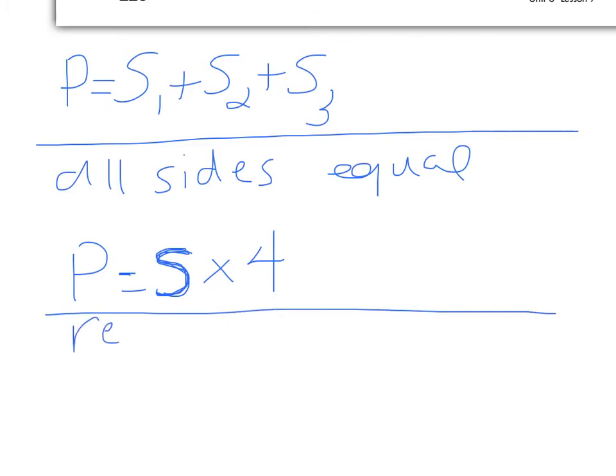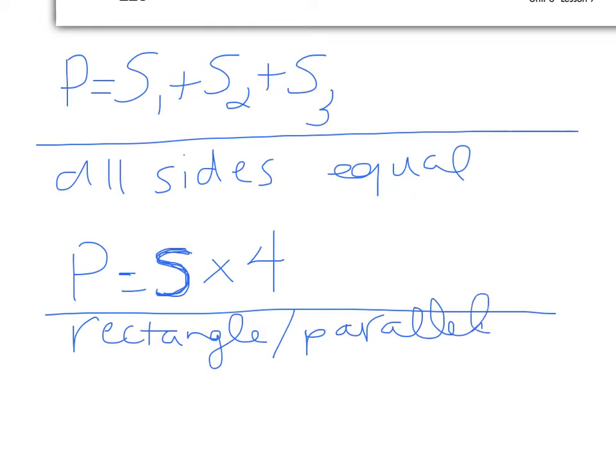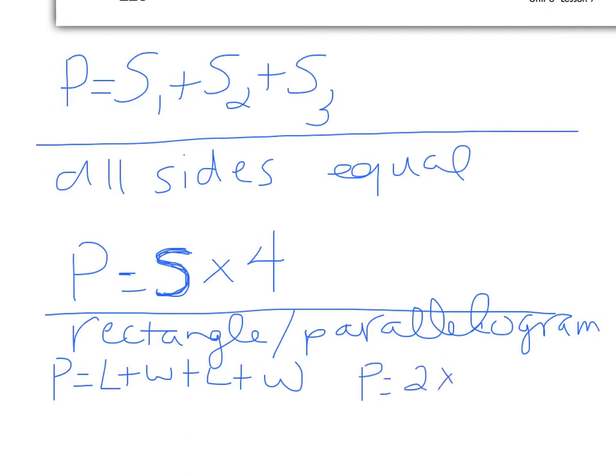If you have a rectangle or a parallelogram where two side lengths are the same and two side lengths are the same, then you have a number of possible formulas. Perimeter equals length plus width plus length plus width is one. Perimeter equals 2 times length plus width in brackets is another. And lastly, perimeter equals 2L, 2 times length, plus 2W, 2 times width works as well. So any of those will work. Now let's move on to some practice.